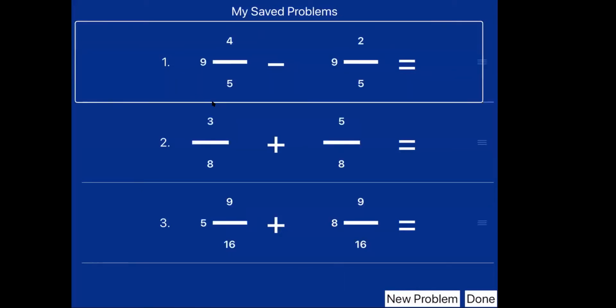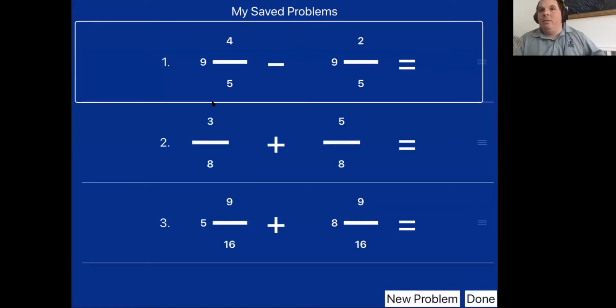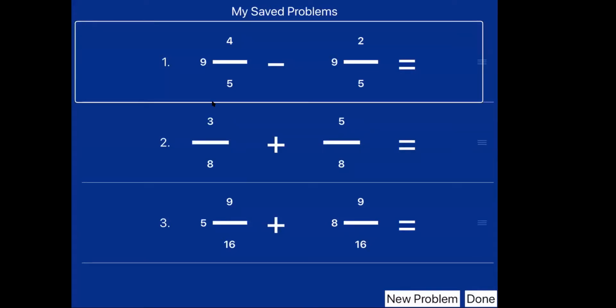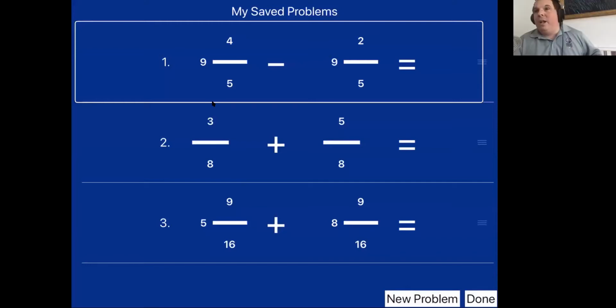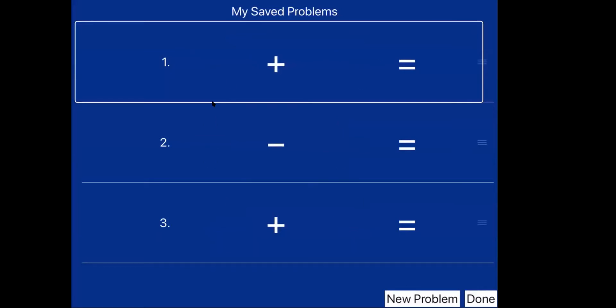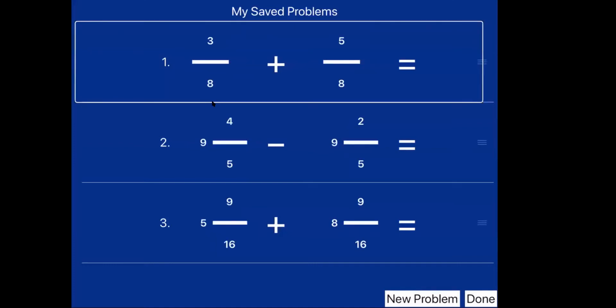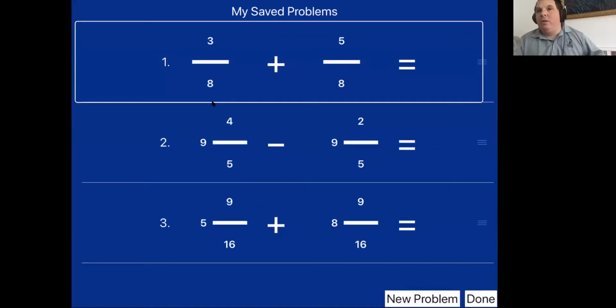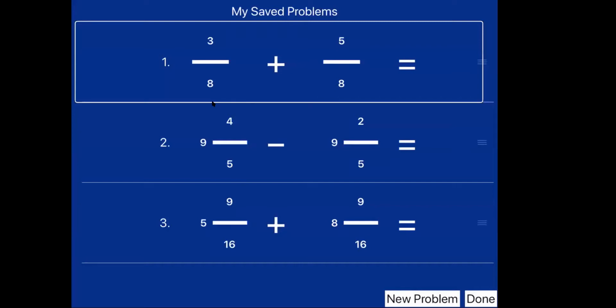Move below problem 2, 9 and 4/5 minus 9 and 2/5 equals. So now Problem 1, 9 and 4/5 minus 9 and 2/5 equals. So when I do the test, that will be the first question I see. But let's just say I'm going to go ahead and move that one back down. Move below problem 2, 3/8. So now when I hit 1, Problem 1, 3/8 plus 5/8 equals.